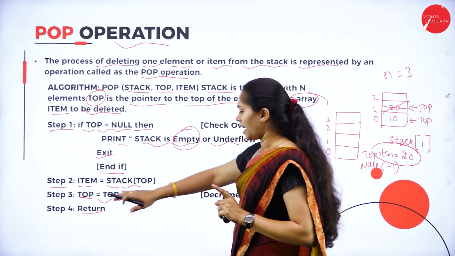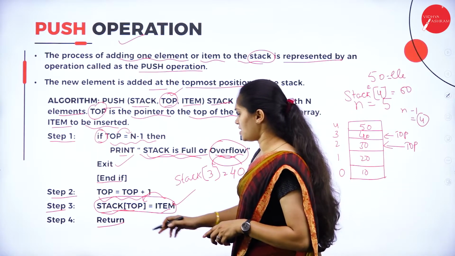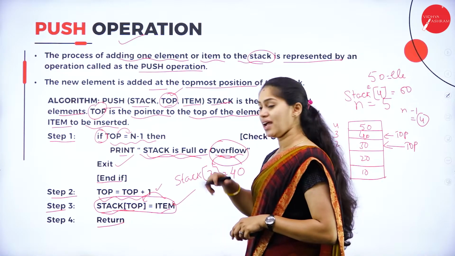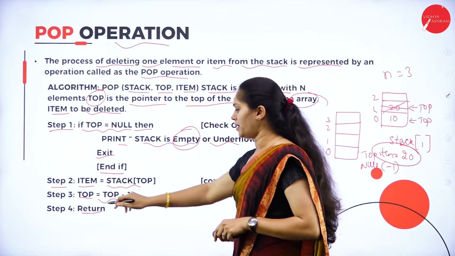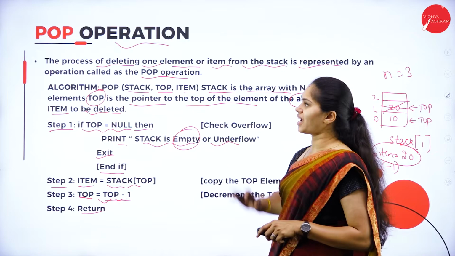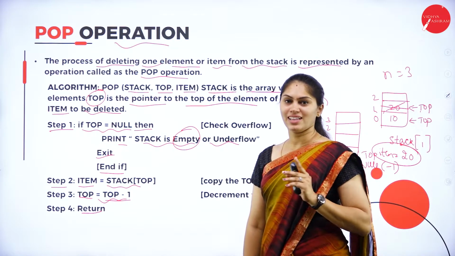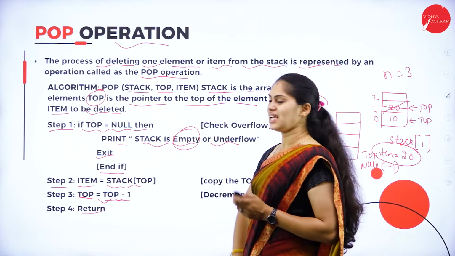If it is an addition or a push operation, then top is equal to top plus 1. You can see here it will increment the top by 1. But if it is a pop operation, top will be top minus 1. I hope you all understood the push operation as well as the pop operation. All these are important as well as easy topics.